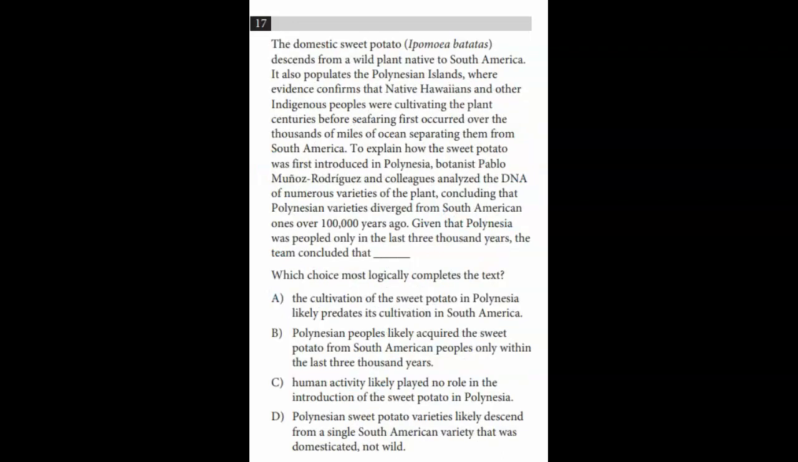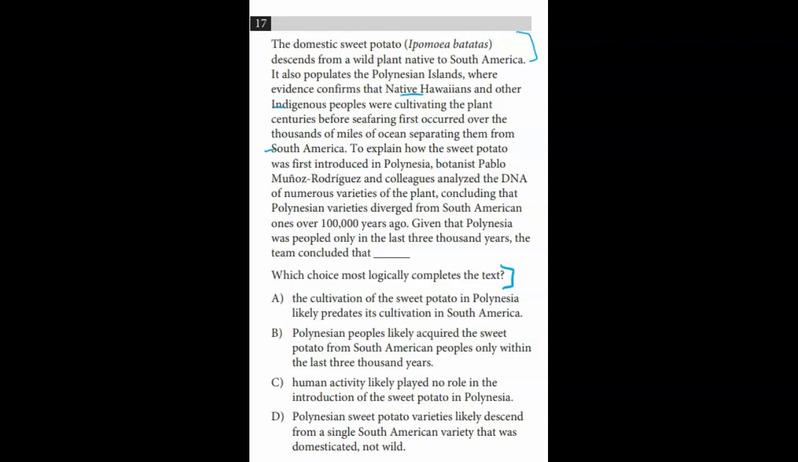All right, number 17. Which choice most logically completes the text? The domestic sweet potato descends from the wild plants native to South America. It also populates the Polynesian islands, where evidence confirms that native Hawaiians and other indigenous people were cultivating the plant for centuries before seafaring first occurred over the thousands of miles of ocean separating them from South America. Okay, so what it's saying is that sweet potato is domestic to South America, but native Hawaiians and indigenous peoples were growing the plant well before people were able to sail over to them.